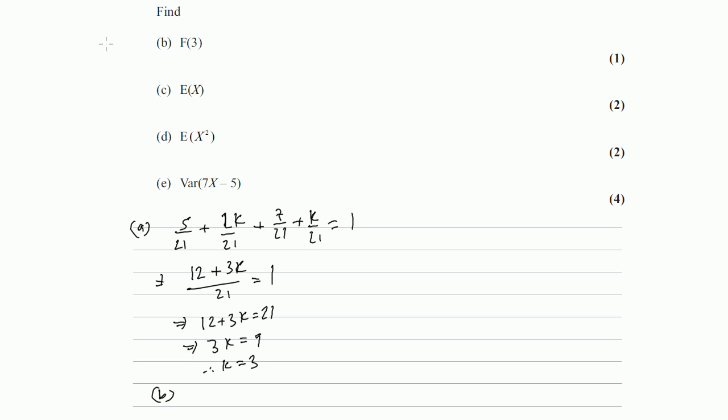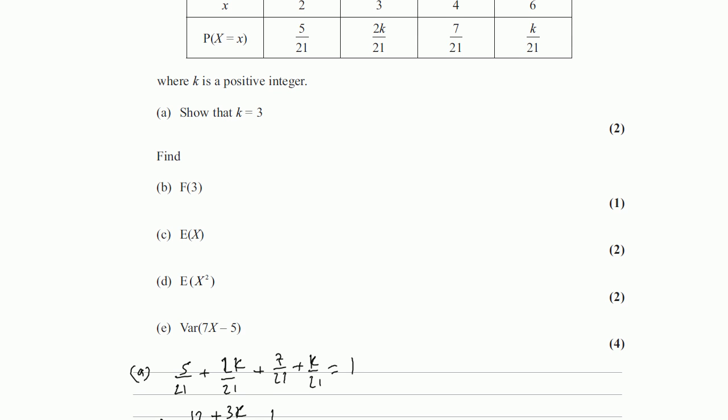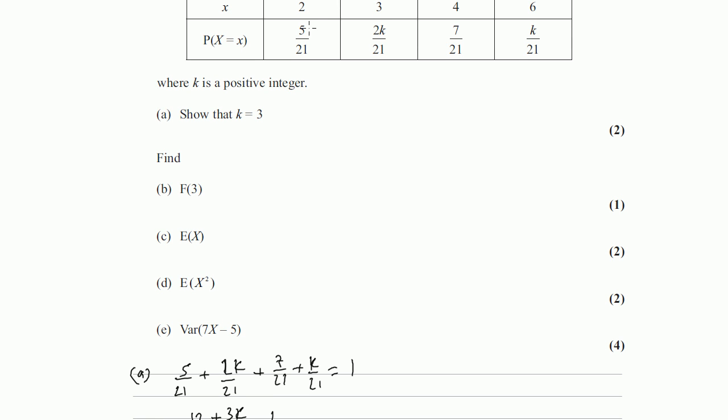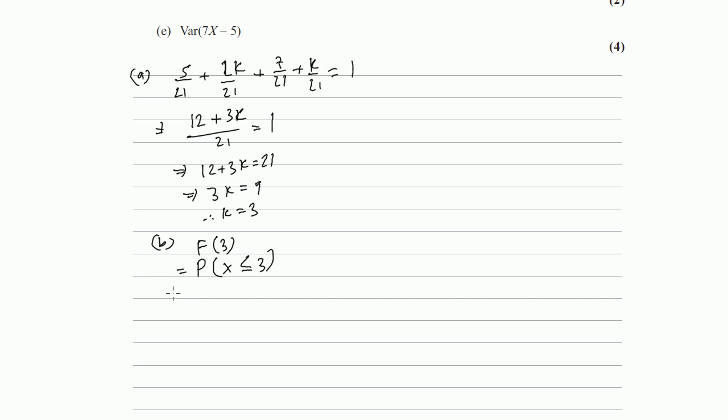In question number B, we have to find F(3). F(3) is the probability of x less than or equal to 3. So probability of less than or equal to 3 means 3 and 2: probability of 2 plus probability of 3, that is 5 by 21 plus 2k by 21. That means 5 by 21 plus 2k, which is 6, by 21. That makes it 6 plus 5, which is 11 by 21.